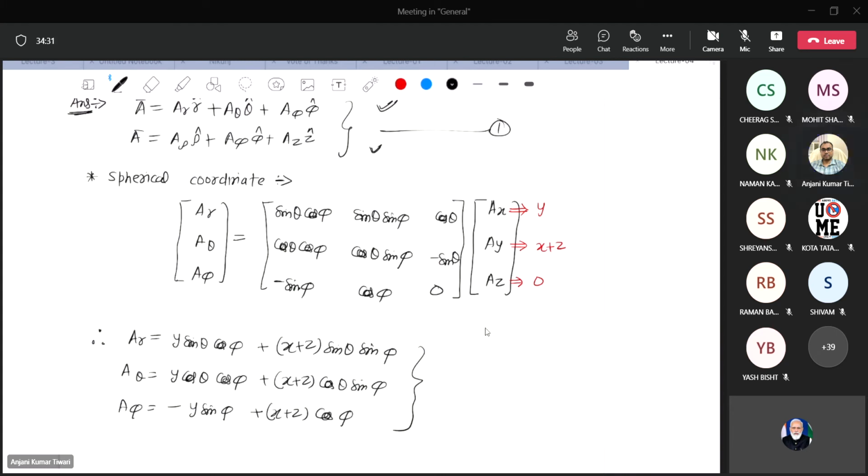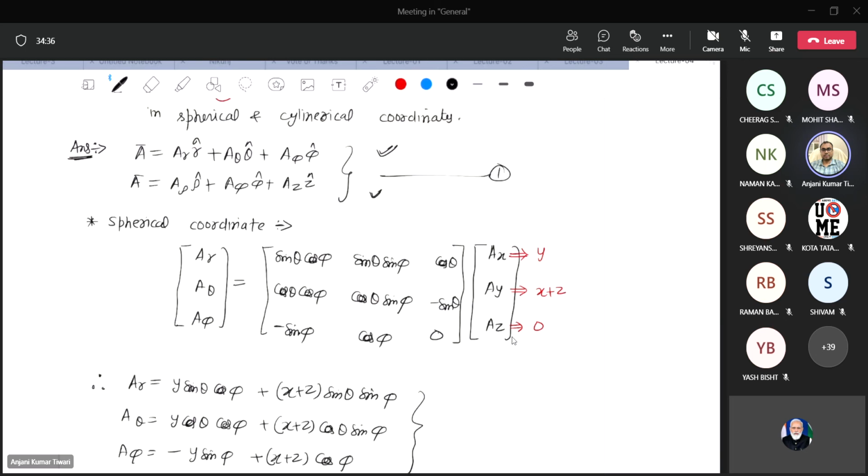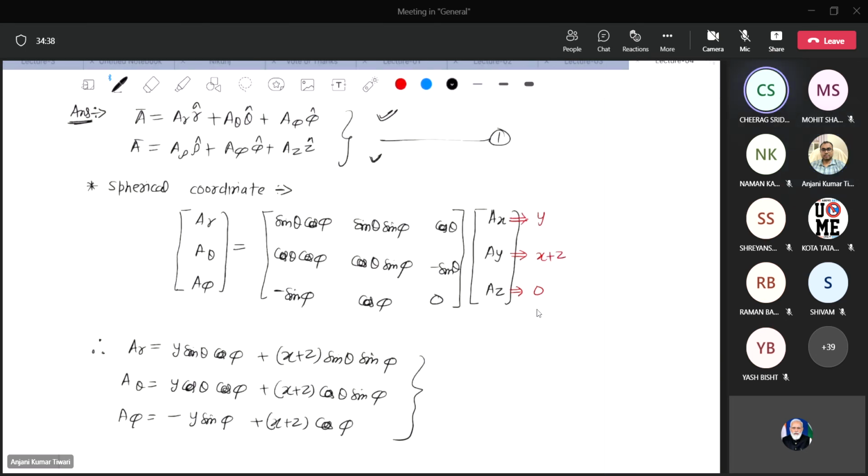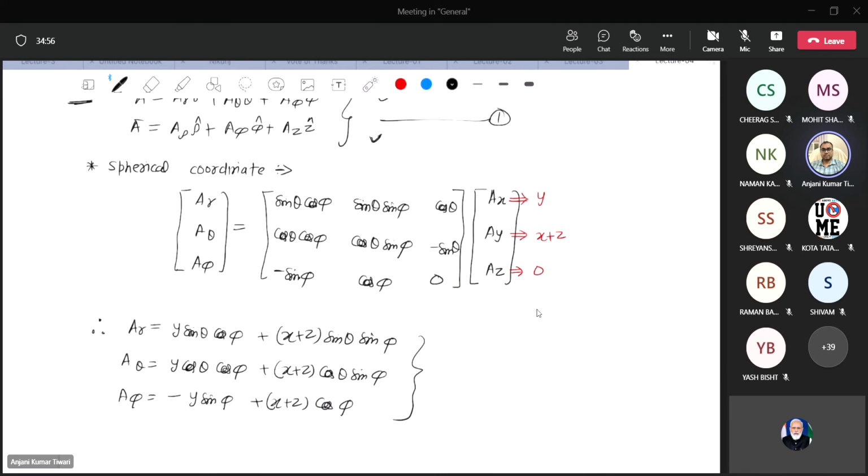Okay, now is this the answer? If I plug this in equation number 1, is that the answer? No, sir. We have to convert x, y, z into their respective spherical. Yes, very good. We have to get rid of x, y, z, because these are not part of the spherical coordinate. So for that, we have the transformation equation.